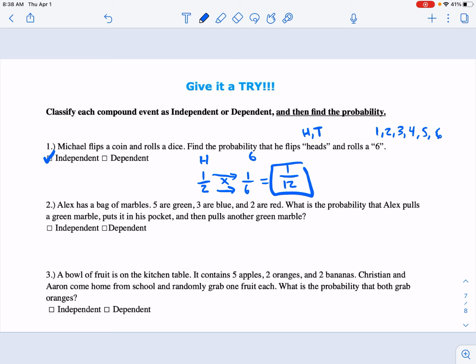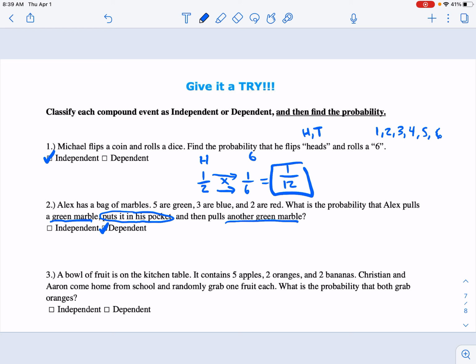Here, our next one says, Alex has a bag of marbles. 5 are green, 3 are blue, 2 are red. What's the probability that Alex pulls a green marble, puts it in his pocket, so it's not going back, and then pulls a green? Okay, so we have a green, not replacing it, and another green. So that is dependent. Okay, because whatever happens first is going to change what could happen second.